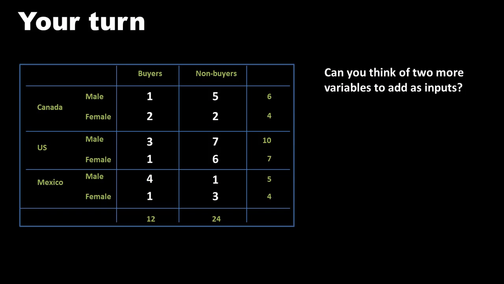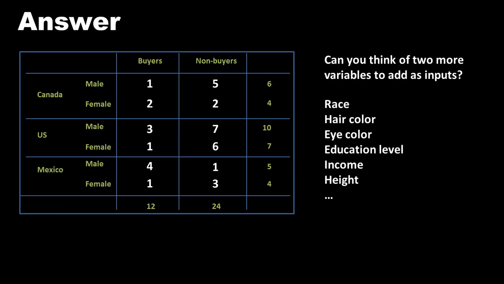So here, let's think about this. Just explore a little bit. Can you think of any additional variables that you might want to add as inputs to the model? So right now we've got country and gender. So think of any two additional variables that you can add to this model. That is, two additional variables that could help predict buyer or non-buyer a little bit better. More information might help us to predict better. So any two additional input variables that you can think of.